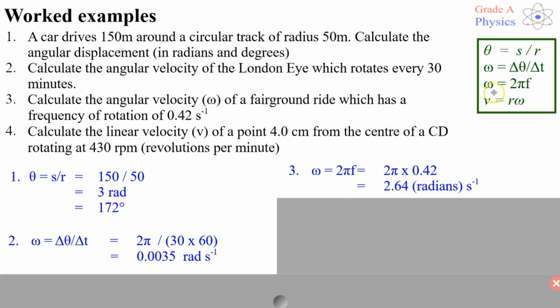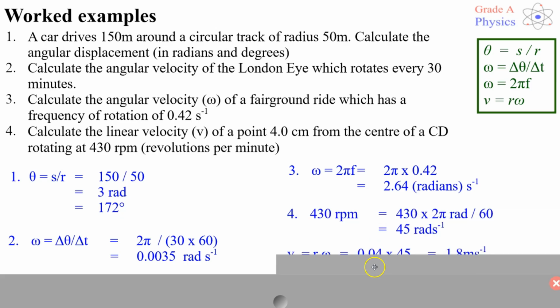And question 4, using the final one, v is equal to r times omega. We are told the radius is 4 centimeters. The radius of the CD might be larger, but the radius of the point we're interested in is given as 4 centimeters. And we're told that it's rotating at 430 RPM. You've probably heard of RPM, revolutions per minute, so we'd have to convert that into revolutions per second, or radians per second.